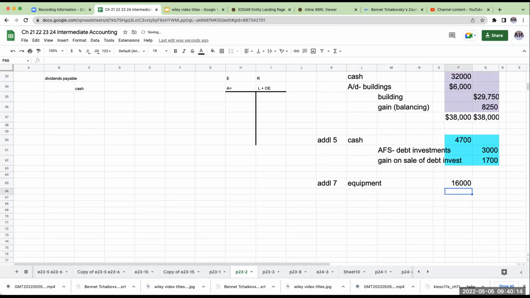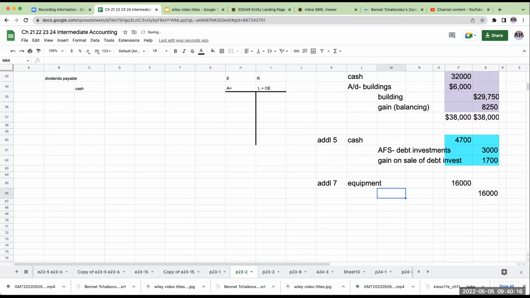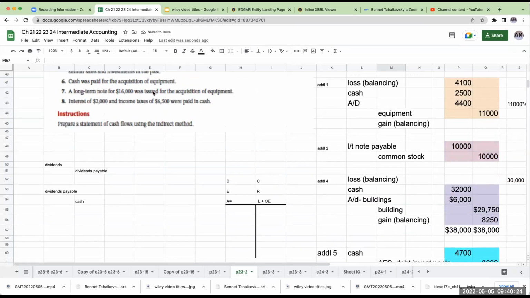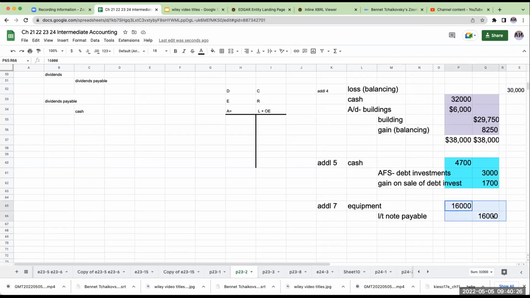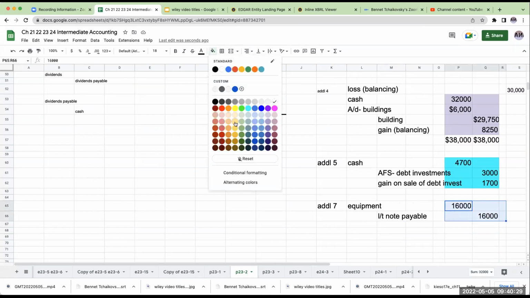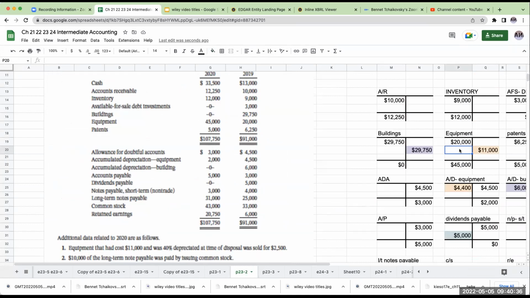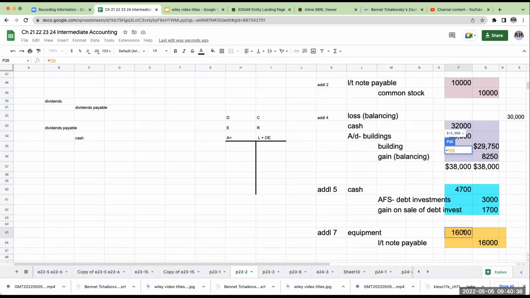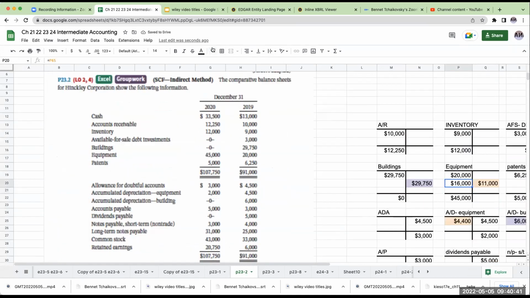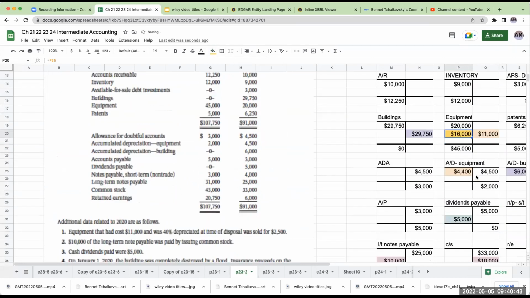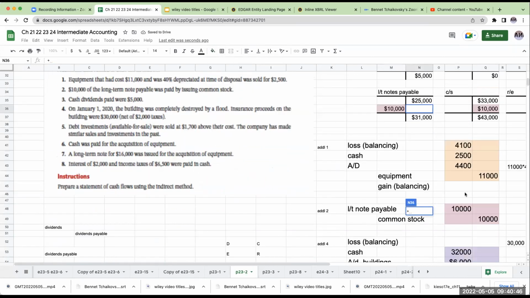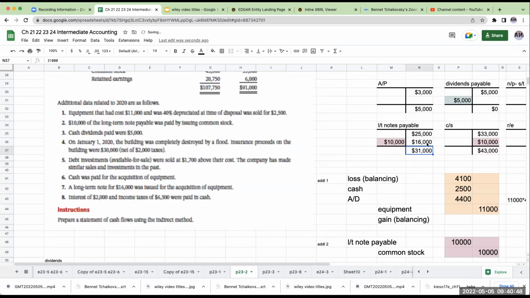I'm receiving equipment, I believe it's of 16,000. I'm issuing a note. Okay, so this is over here. A long-term note for 16,000 was issued over here. So for this particular one, I'm debiting equipment, crediting long-term note payable. Let's go ahead and put that into the T accounts. So over here for equipment, this is going to be for 16. And then for long-term note payable, this is also going to be for 16.